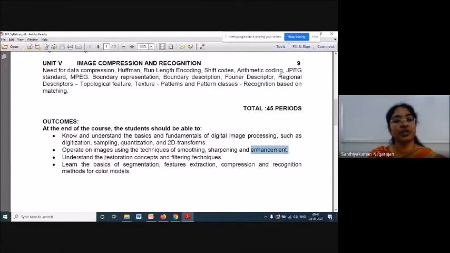At the end of the course, you will be able to understand the restoration concepts and filtering techniques too. Okay, and you can learn the basics of segmentation, feature extraction, compression, and recognition methods for color models.